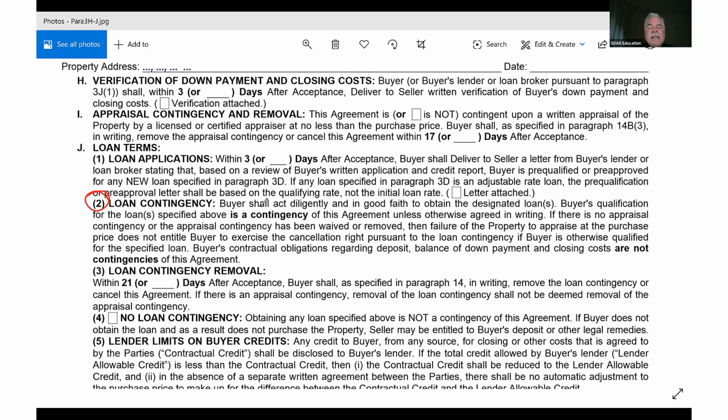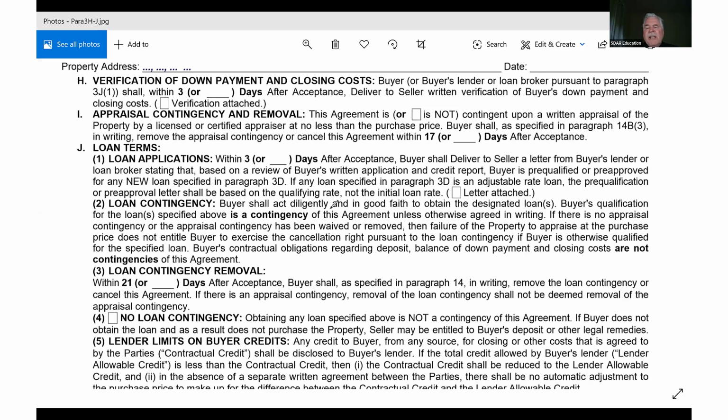Buyer shall act diligently and in good faith. We added that word good faith, and that changed the whole dynamic of the contract, okay? So if the buyer's saying, I'm going to act in good faith, and then what do we have? We have lawsuits over bad faith negotiation, things like that. So, and we did that on purpose. I'll never forget a big attorney out of North County saying that, and he was right.